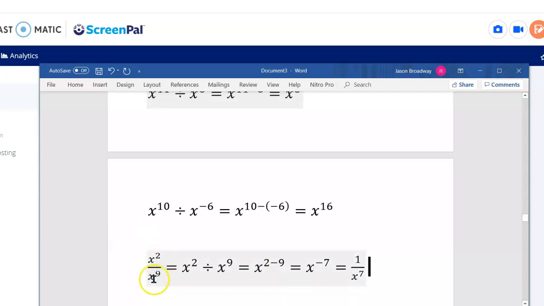We have x times x up here, and x times x times x, 9 times, down here. But we cancel 2 x's up here and 2 x's down here, leaving 7 down here, and no x's at all up here, but that leaves a default multiplicative identity of 1. Remember, 1 is the multiplicative identity, so you have to have it up here.